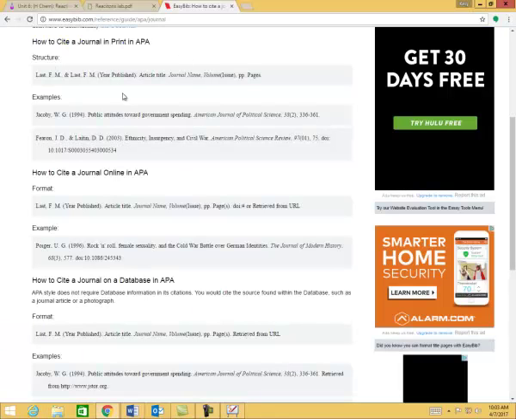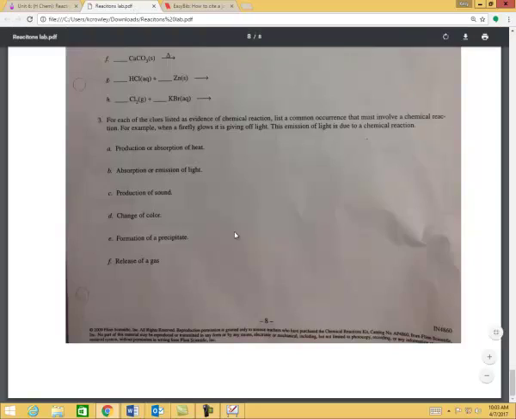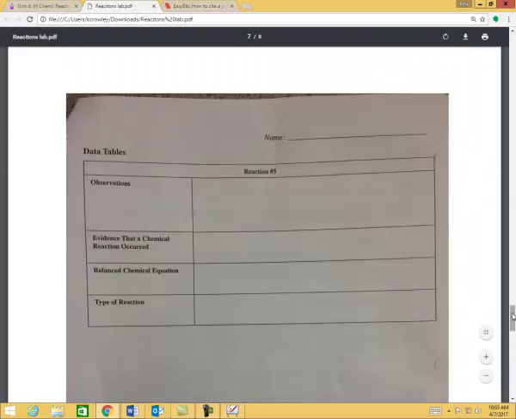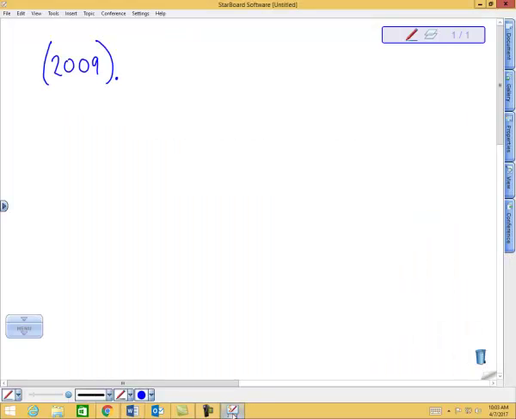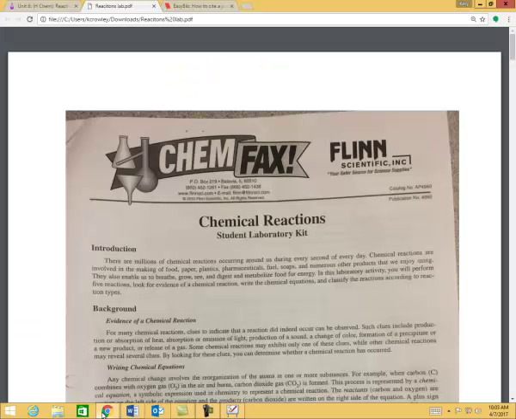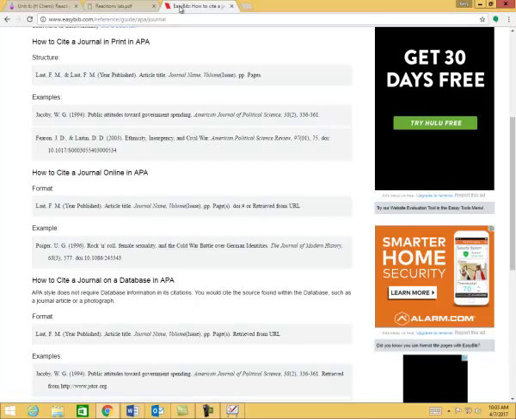Easy. And then after that, we're going to say article title in regular type, not italicized or anything. So the article title, regular font, would be chemical reactions. And I believe, if I'm not mistaken, it should end with a period. Yes, ends with a period. Okay.